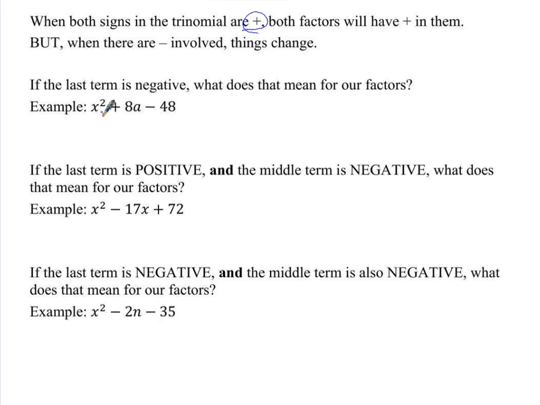So if I have x squared plus the middle term minus the last term, then that means that my two numbers, in order for me to have two numbers that multiply to give me a negative, those two numbers must be what? One has to be positive, one has to be negative. So one is positive, one is negative.